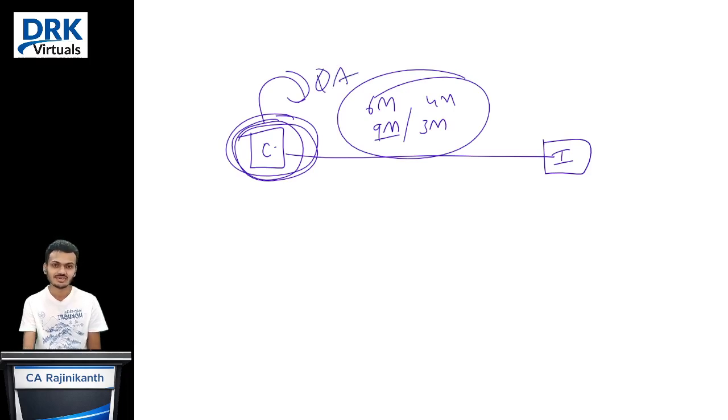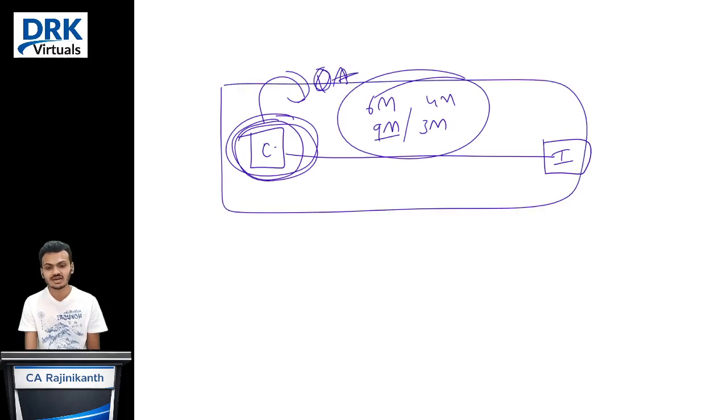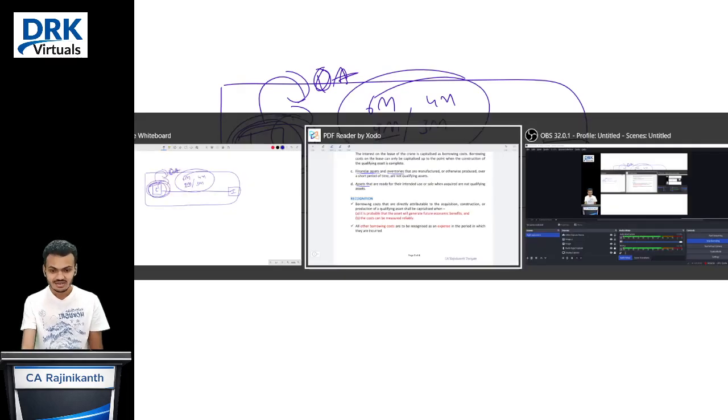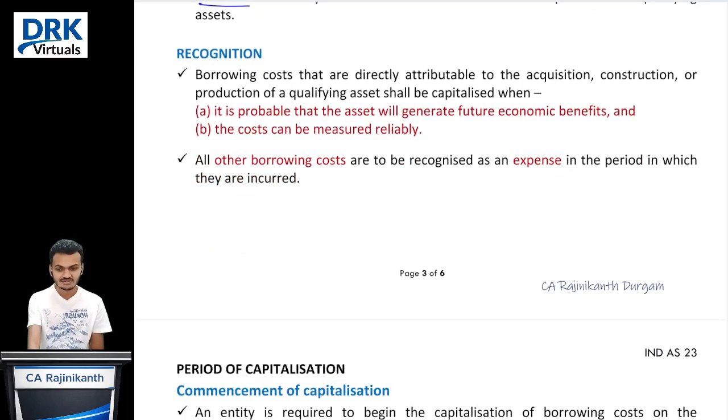What I'm saying is, in this situation, this asset is also a qualifying asset, right? And coming to the next one, recognition principles. So till now, what we have discussed is the scope of the standard.